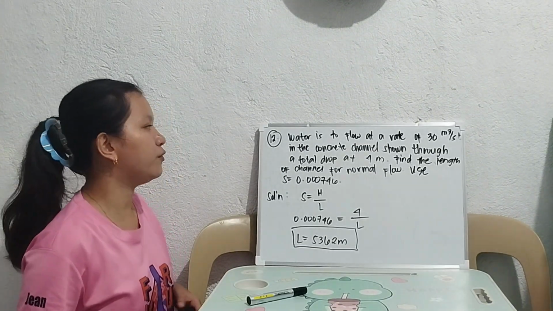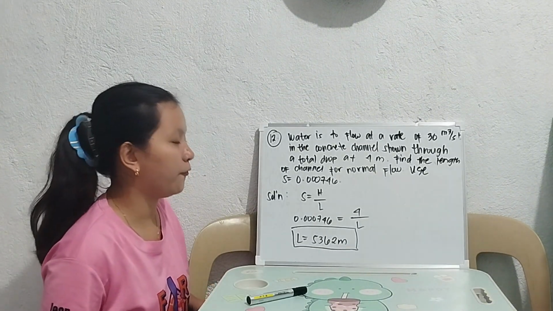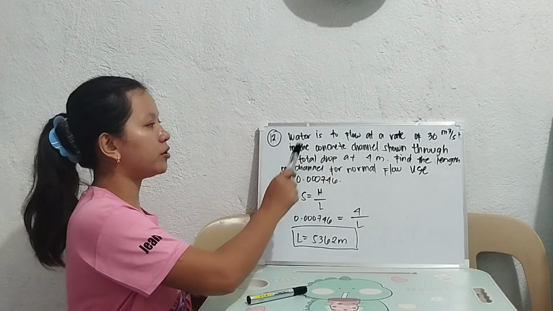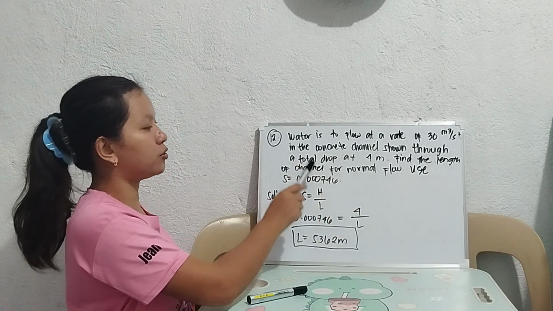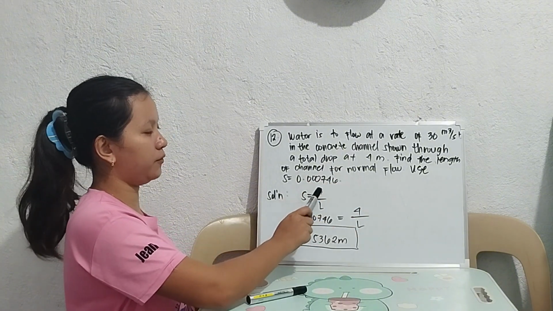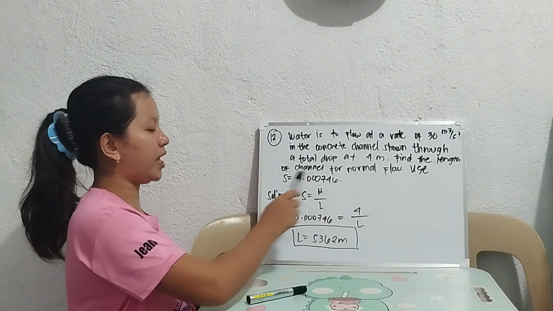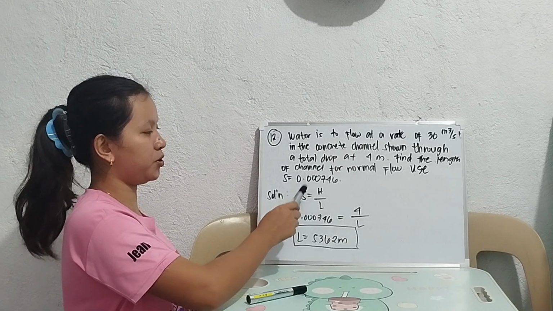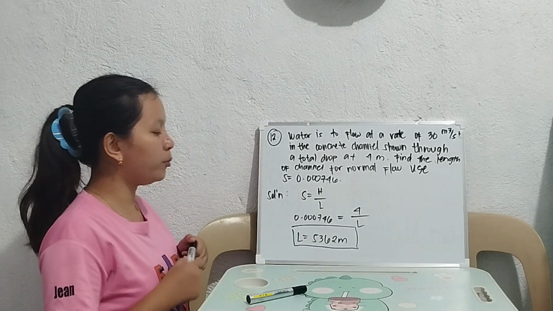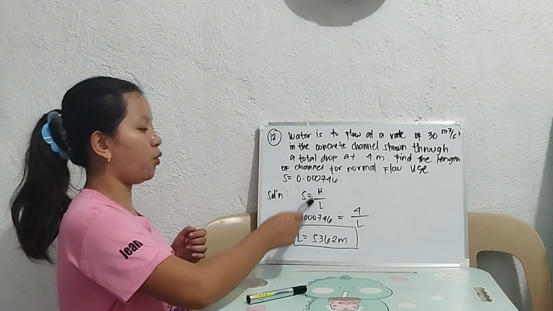For number 12, water is to flow at a flow rate of 30 cubic meter per second in a concrete channel shown, through a total drop of 4 meters. Find the length of channel for normal flow. Use S equals 0.000746. So for the solution, we have the formula S equals H over L.